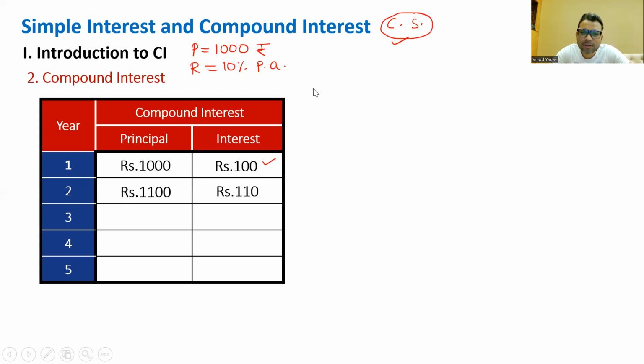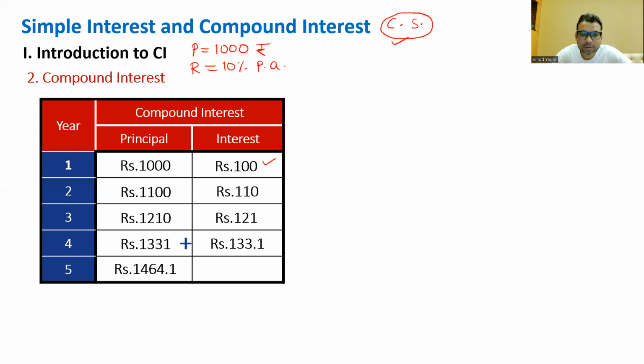Okay. Again, same funda. Next year's principal will be old principal plus old interest. So 1,100 plus 110, 1210, 10%. So 121. Same funda again. Next year's principal will be old principal plus old interest. So 1331, 10% of that. Finding 10% of any number is going to be absolutely easy, right, friends? Just put a decimal before the last digit. So 133.1.